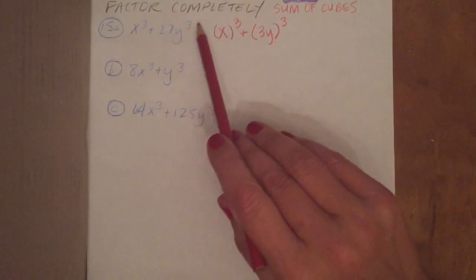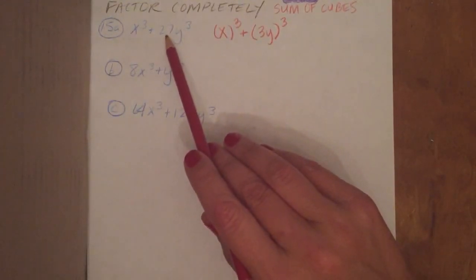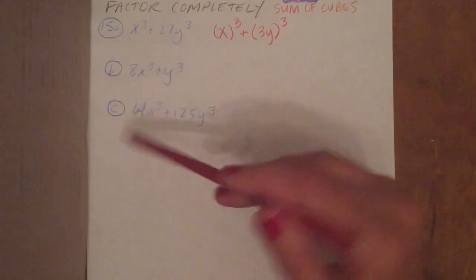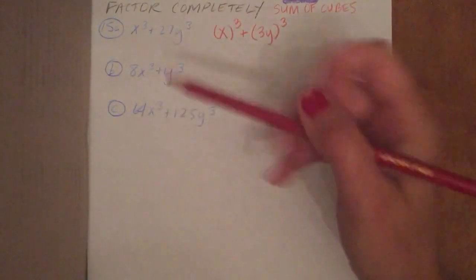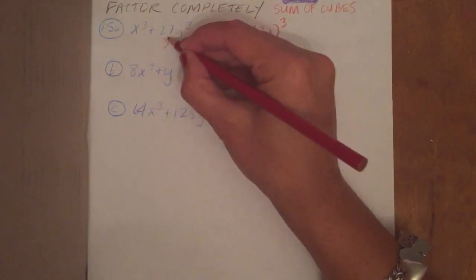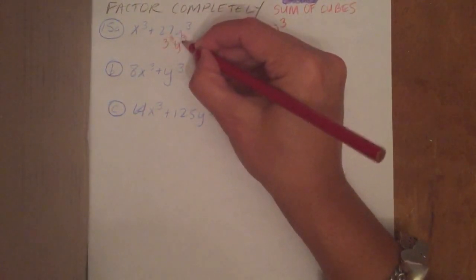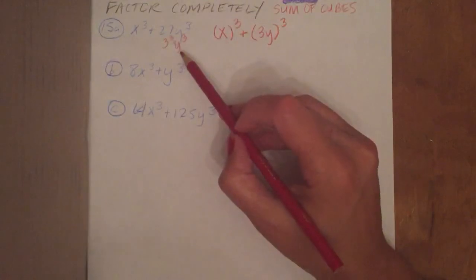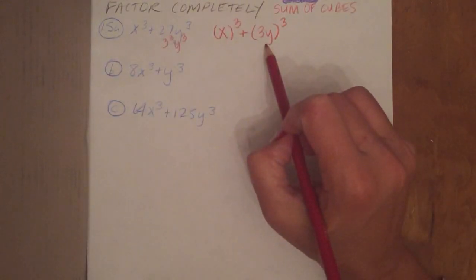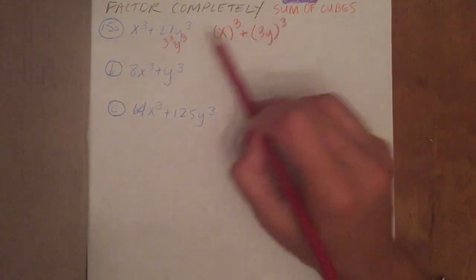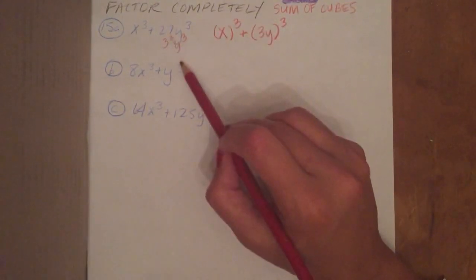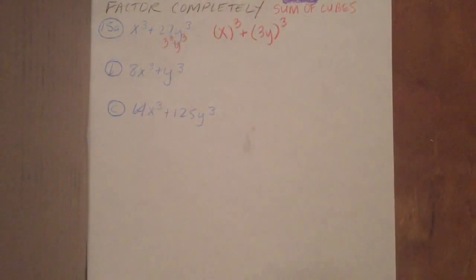27y cubed. Well, we know the y is cubed, but can we turn the 27 and convert that into something with a base that's cubed? And the answer is yes, it's 3 cubed. So this is the same as writing 3 cubed y cubed. I can take that and write it like that. 3 to the third, y to the third. That's the same thing as 3 cubed y cubed. So what do I do from here?